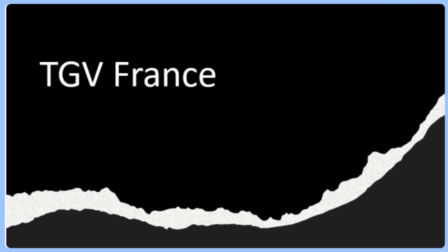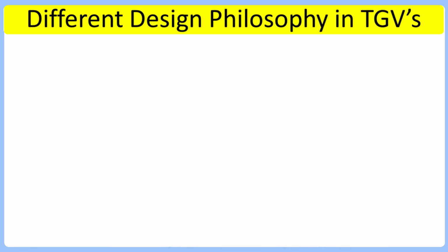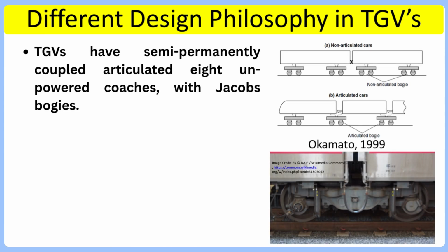Now we will move over to the HSR train designs of TGV France. The TGV, while serving a similar high-speed rail purpose as Japan's Shinkansen, adopts a distinct design approach. TGVs feature articulated sets of 8 unpowered coaches connected by Jacobs bogies, which support adjacent carriages.